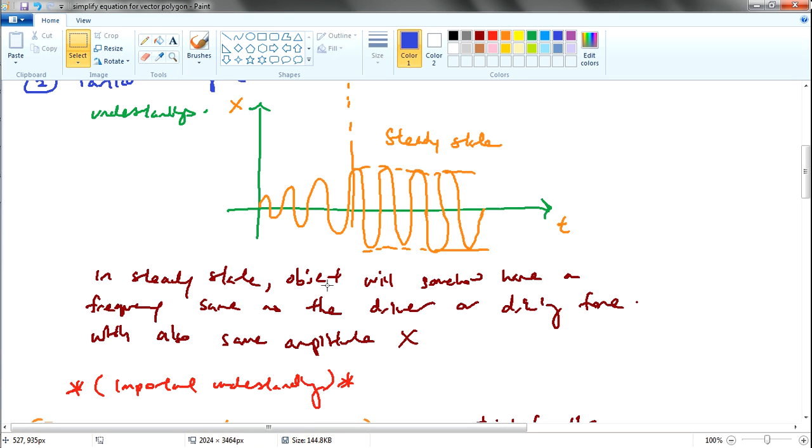So in steady state, the object will have a frequency the same as the driver. So in this case, you actually oscillate in this form. I mean frequency. As you know, frequency f equals 1 over period, so period equals 1 over f. So the amount of frequency within one period is how much.